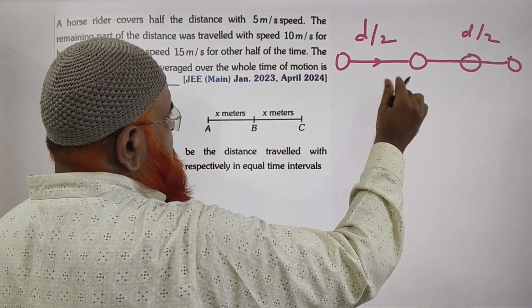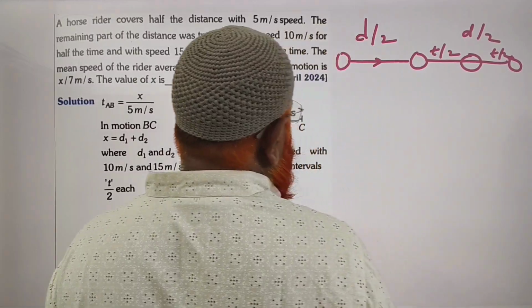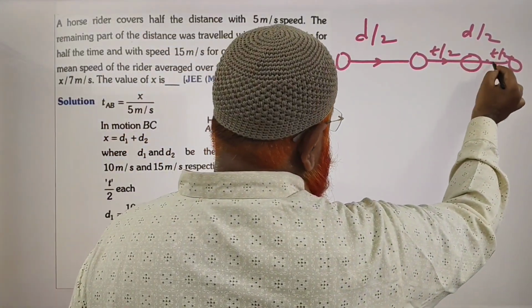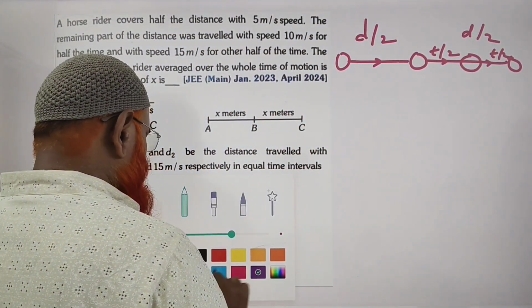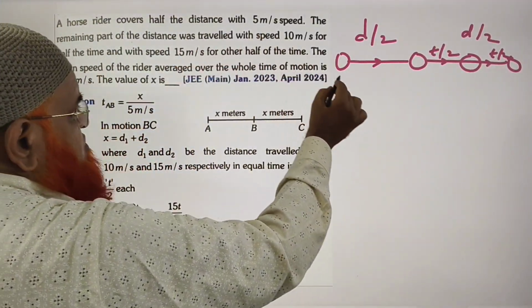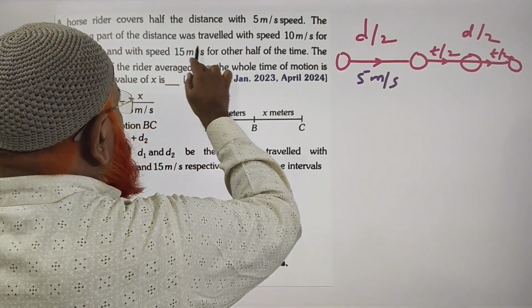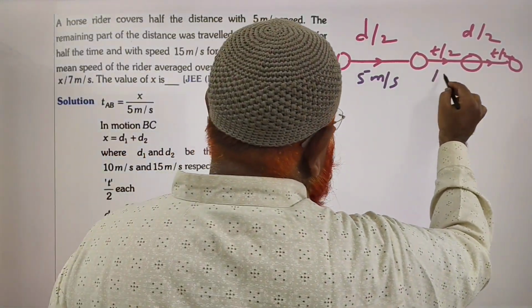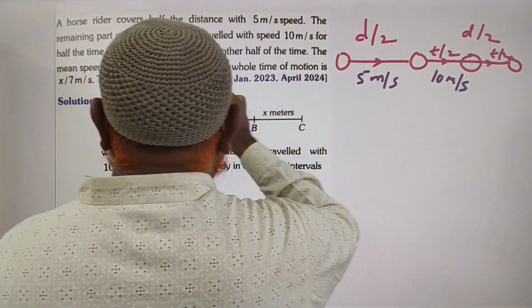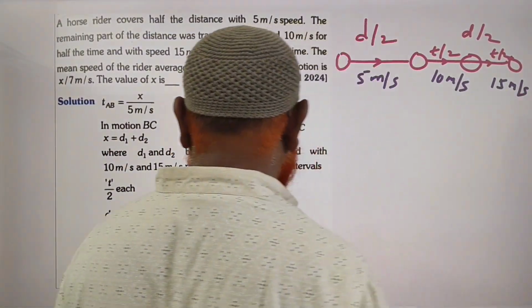The second half of the distance is again divided into half of the time. This is T by 2 and T by 2. Okay, so here what are the speeds? Let us take the speeds. What are the speeds given? Just see here. First half of the distance it is 5 meters per second, and the remaining part of the distance is travelled with 10 meters per second in the first half of the time and again 15 meters per second in the next half of the time.